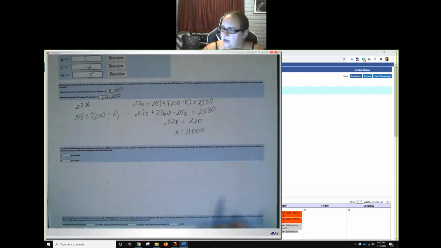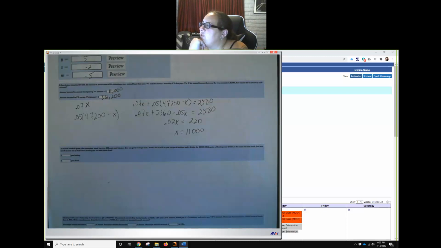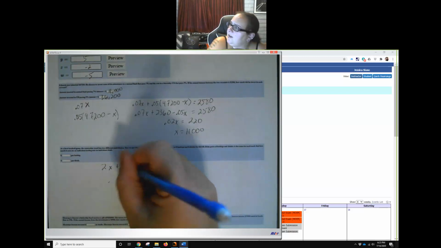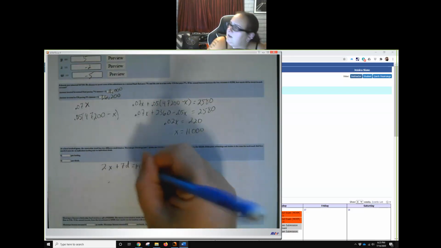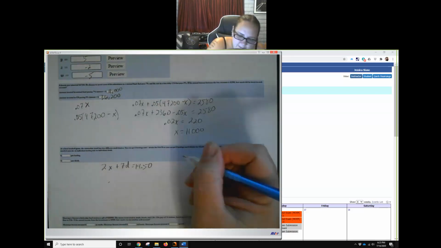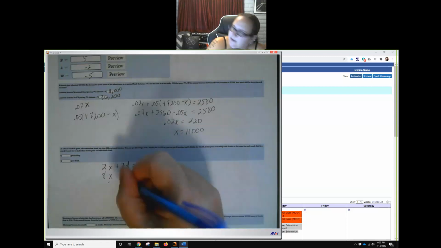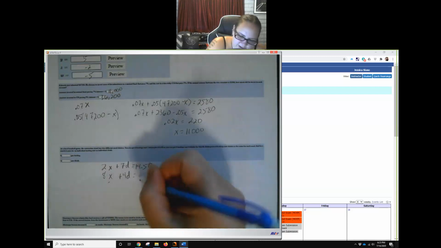Okay. At a local basketball game, the concession stand has 2 different meal choices. You can get 2 hot dogs and 7 drinks for $14.50, or 8 hot dogs and 4 drinks for $22.